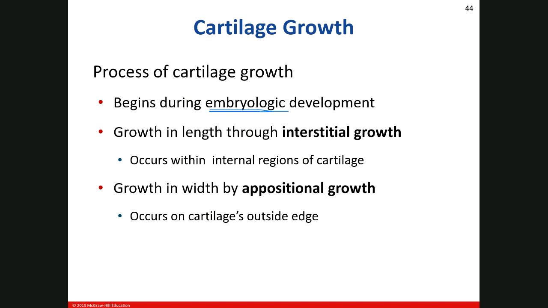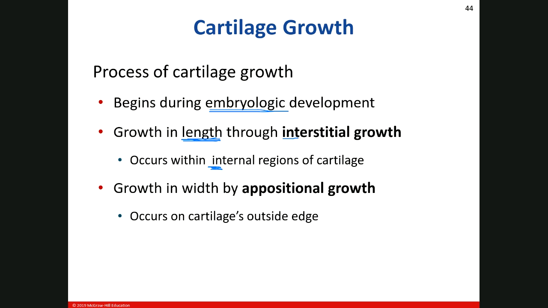Interstitial growth is the tree growing up. It gets taller, so it grows in length. This occurs because of what happens inside the cartilage. An easy way to remember that is interstitial, I-N-T, is internal. This is happening deep in the bowels of the cartilage as those cells are dividing. They make more matrix, and then those cells divide, and they make more matrix. So that's how our little cartilage trees grow taller.